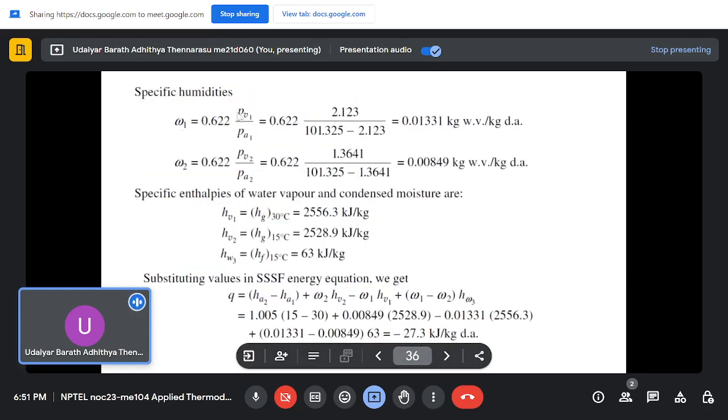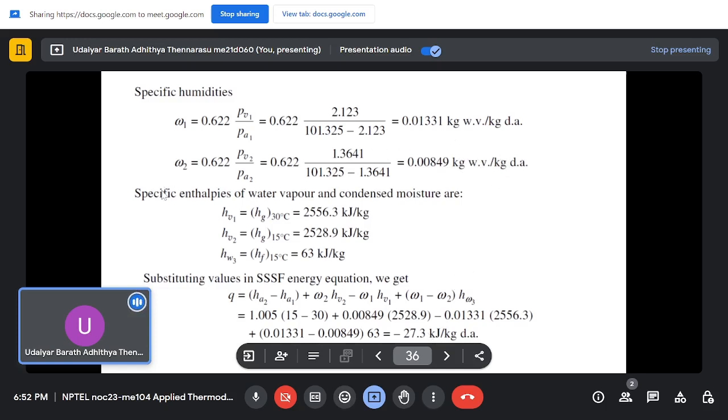So now we know partial pressure, we know the total pressure. Now we can find out specific humidity. So omega 1 will be 0.622 PV by P minus PV. So substituting pressure values, we get omega 1 as 0.01331 kg of water vapor per kg of dry air, and omega 2 similarly is 0.00849 kg of water vapor per kg of dry air.